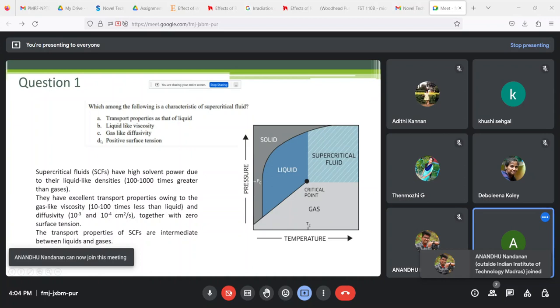Is this clear? What are the properties of the liquid and the gas in a supercritical fluid? The density and the solvent power are like a liquid. The other properties like diffusivity, viscosity, and surface tension are like a gas. So it has a gas-like diffusivity, and that is the right answer to this question. So the answer is option C. Any doubts in this? Any part that needs to be repeated?